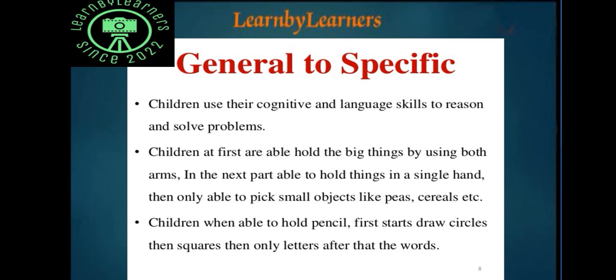Similarly, the children will learn to hold the pencil first and then start drawing the circle and then the square, and then the letters and words, right? Likewise, first he learns to hold the pencil, that is a general thing. But then he or she moves on to learn to draw the circle, the square, the letters, words, etc. That is a specific thing, which you ask them to do, right?